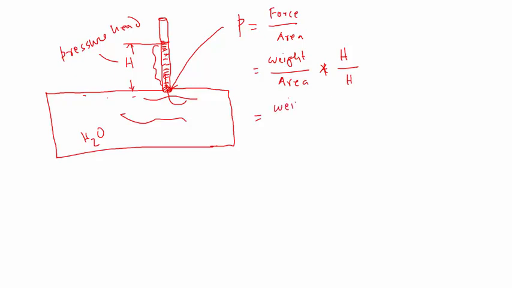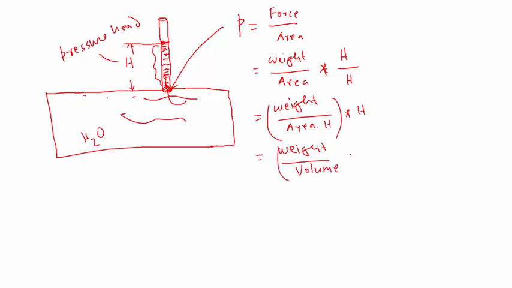So let me separate it: the weight divided by the area, times height. Now, area times height for a cylinder is the volume. So you can say weight per volume, which is the specific weight of the fluid. We know from the basics that weight per volume is the specific weight, in pounds per cubic foot or Newtons per cubic meter. In this case it is the specific weight of the water, which is a physical property of the fluid.